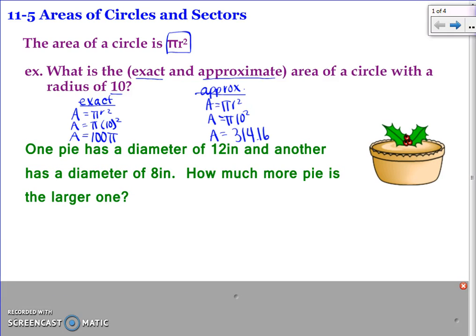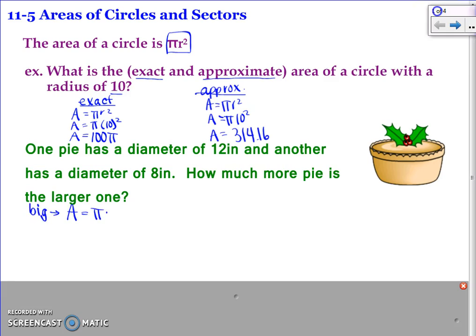All right, let's try this one. So we have two different pies. One has a 12-inch diameter, the other one is smaller with 8 inches. How much more pie is the larger one? So how much more area is there of pie? So we're going to keep this in terms of pi. So we'll do the bigger one first.